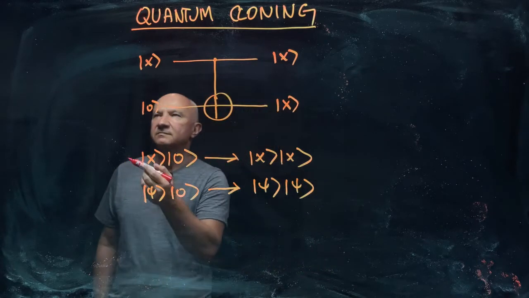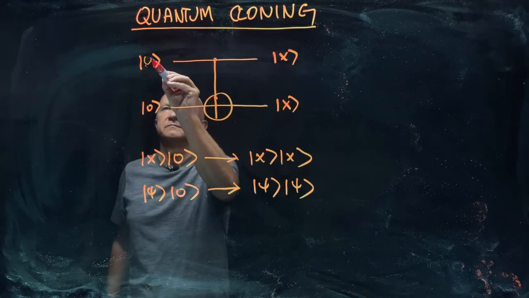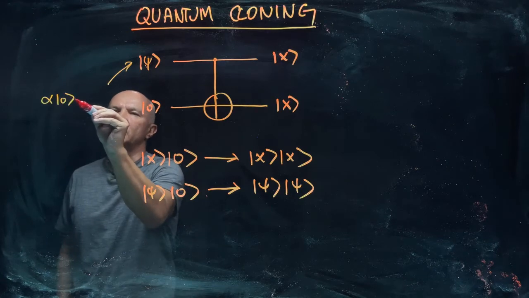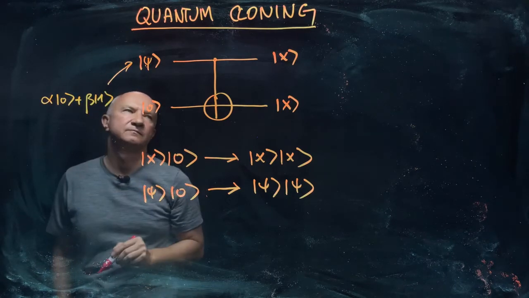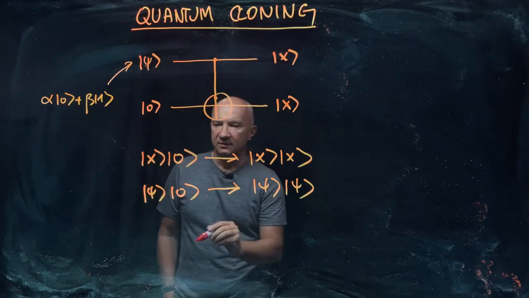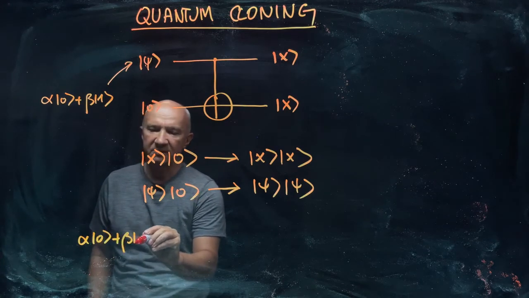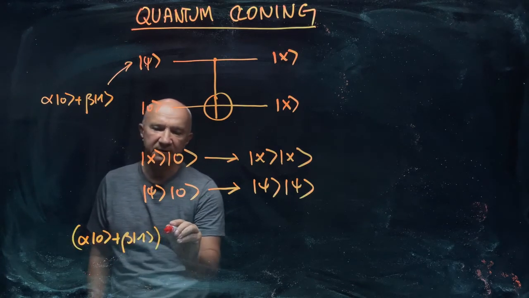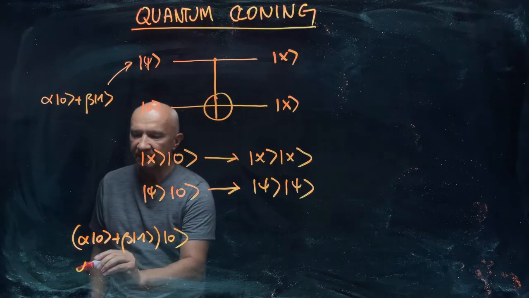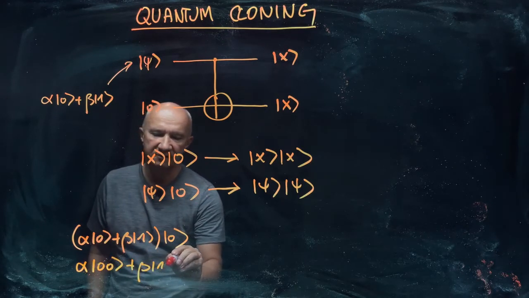So let this input be psi, and let this psi be of the form alpha 0 plus beta 1. Let's see what we are going to get at the output. If we start with the state alpha 0 plus beta 1 on the first qubit, and the second qubit is in state 0, that is equal to the state alpha 0 0 plus beta 1 0.